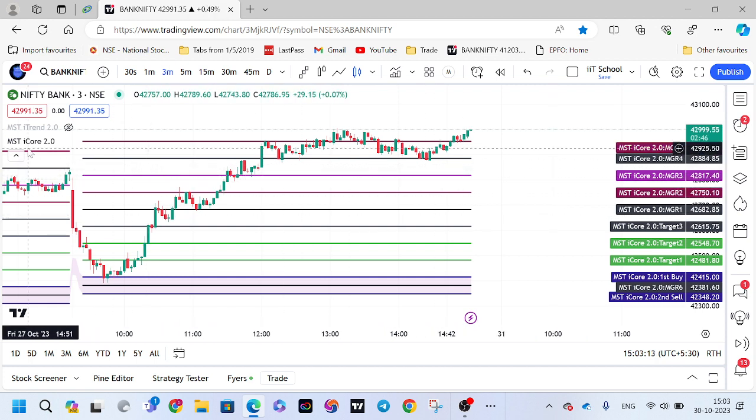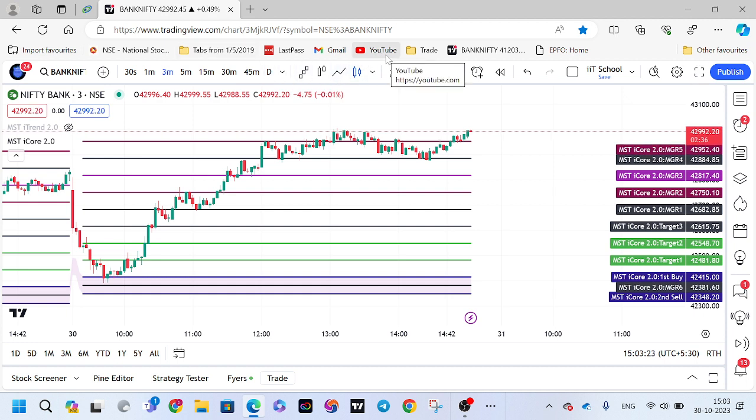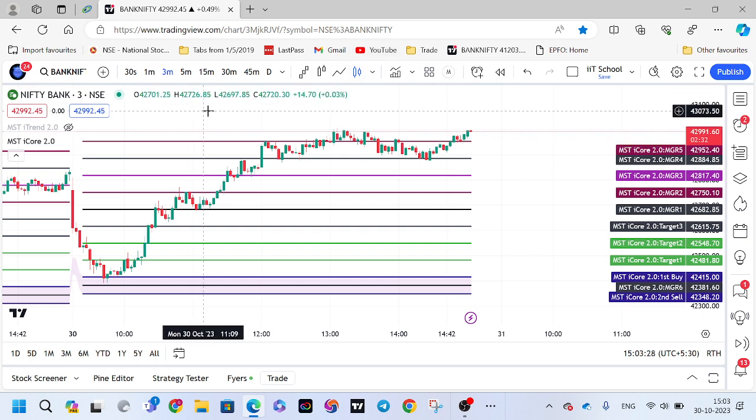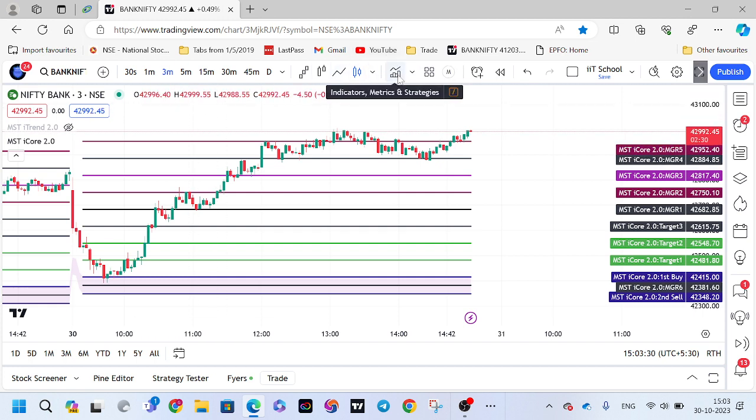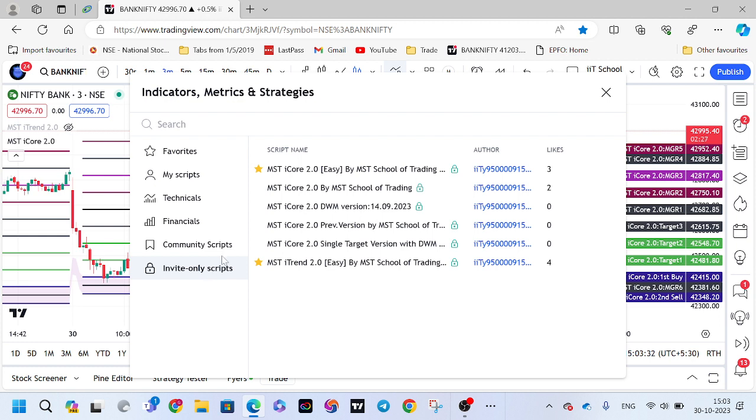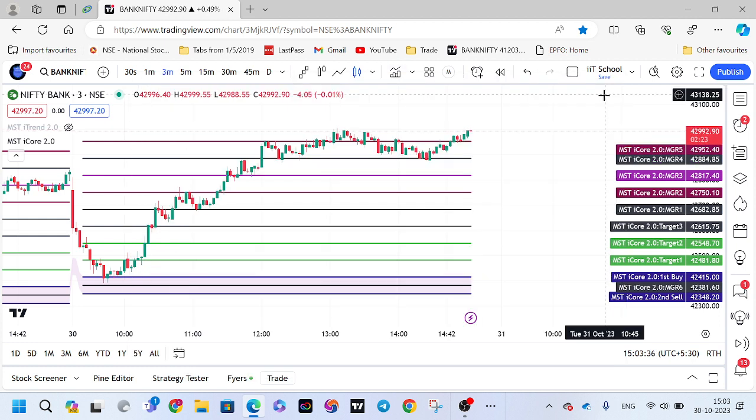So as you all know, what we are supposed to do is create one TradingView free account. A free account is enough. Then you have to subscribe to our YouTube channel, and also subscribe to our indicator. After subscribing, the indicator will be available in your invite-only scripts. Go there, add it to your chart and select the script you want to trade. These are the initial steps we are supposed to follow.